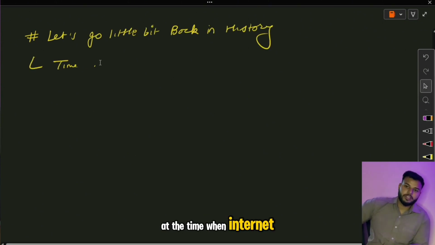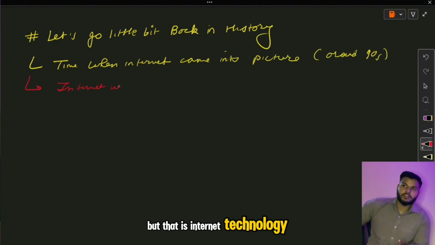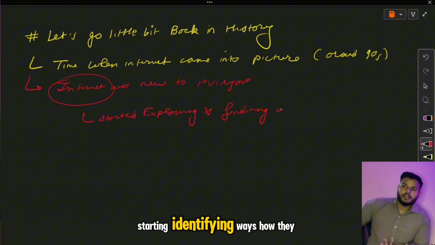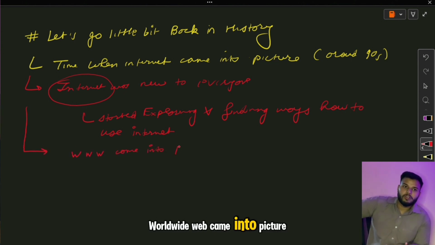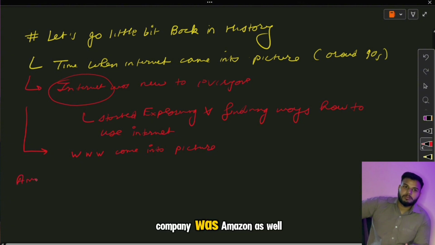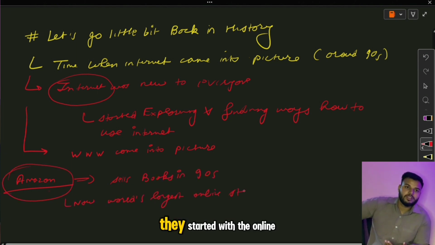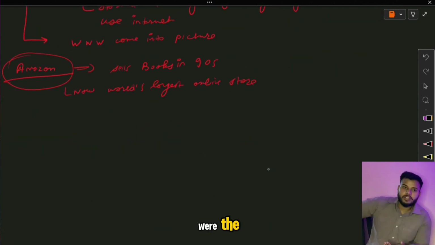Around the 90s, when the internet came into the picture, the internet was booming, but this technology was new to everyone. Everybody started exploring the internet and identifying ways they could use it. It was the time when the World Wide Web came into the picture, and a lot of online companies started, one of them being Amazon. At that time Amazon only sold books. Now it is the world's largest online store, but they started with the online selling of books. A lot of people were exploring how they could use the internet in an innovative way.